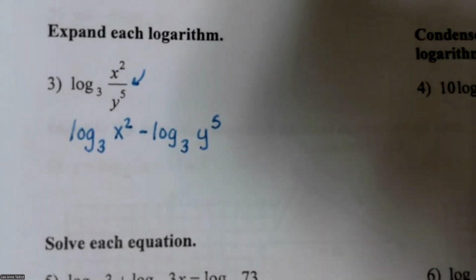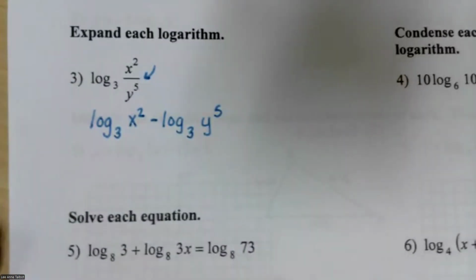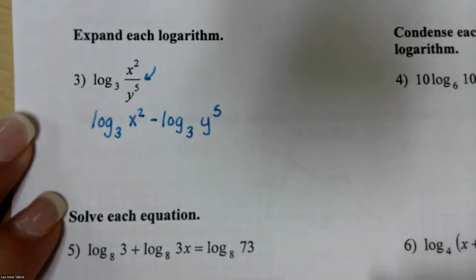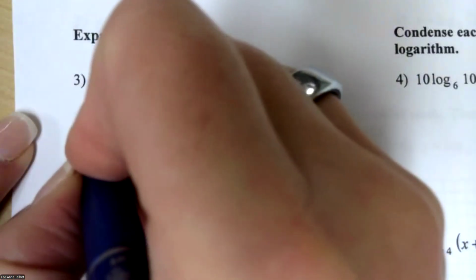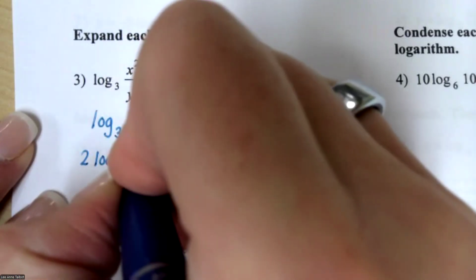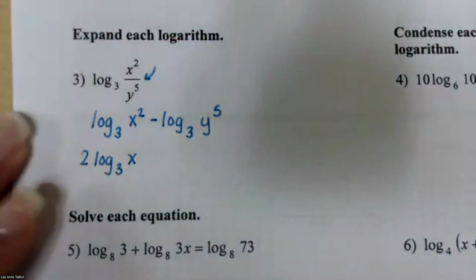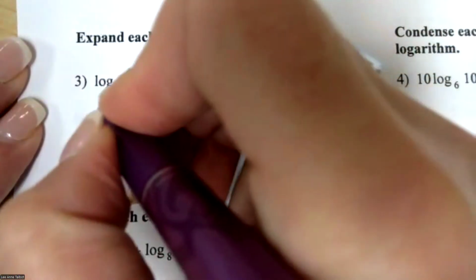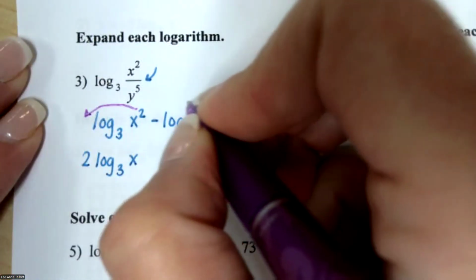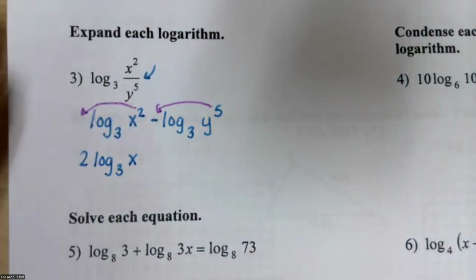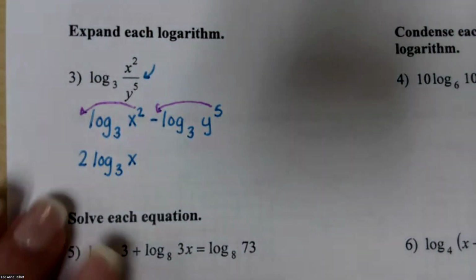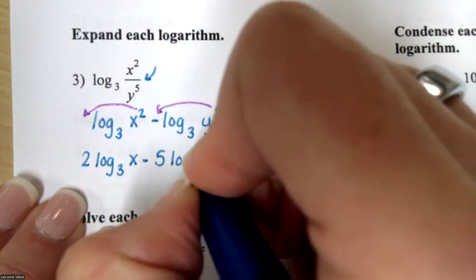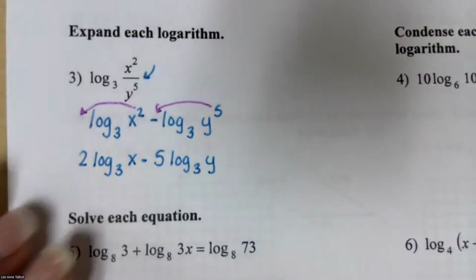Okay, and then I have one more step. It's called the power property of logarithms. I take the exponents and put those in front. 2 times log base 3 of x. And what I'm going to do is take another color and show that power property. Minus 5 log base 3 of y.